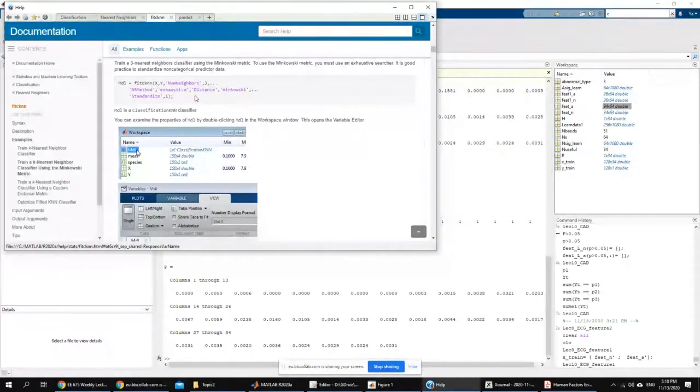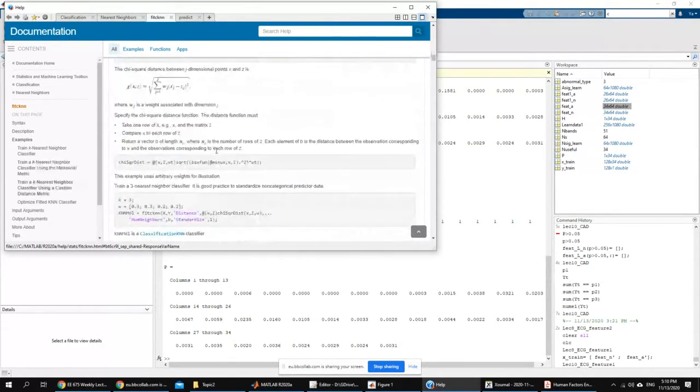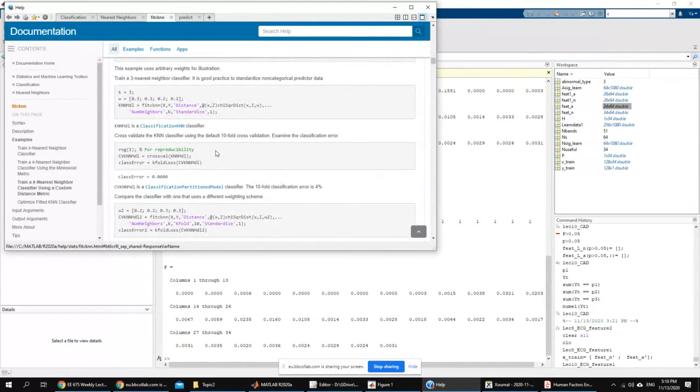You have several other parameters here that you can optimize. You have the optimization method, the distance measure, the standardization of data. You have several things to optimize. If you don't want to optimize anything, you just use the defaults. Just say fitcknn of x and y. That's it.